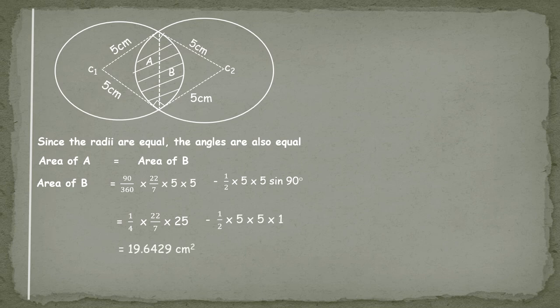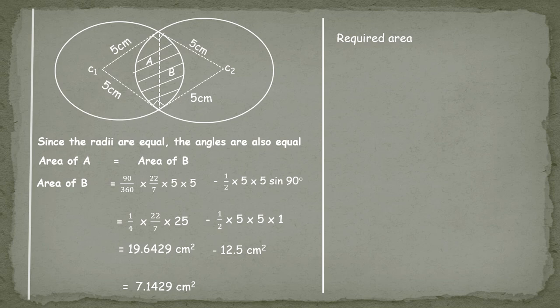So that will give us 19.6429 centimeters squared. Now this is the same area. So the answer there after we've subtracted will be 7.1429 centimeters squared, which you can verify with your calculator. Now this is going to be the same as the area of A, because the radius of A and the radius of the first circle is equal to the radius of the second circle.